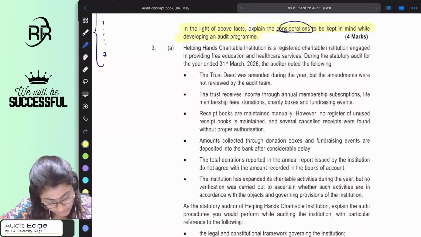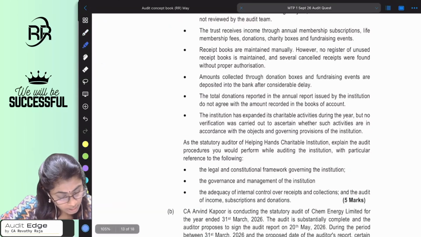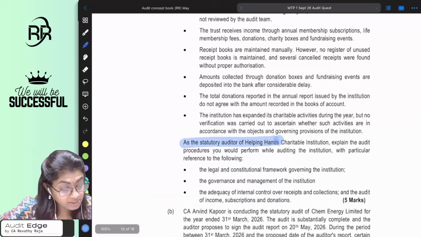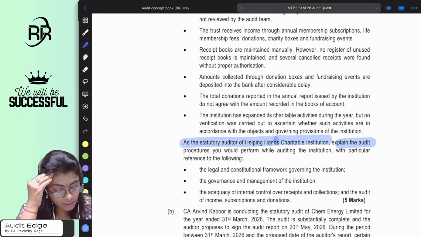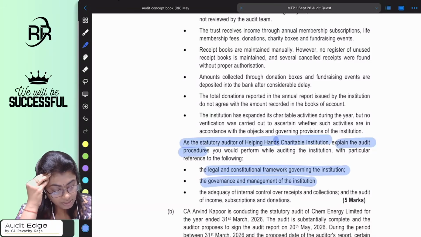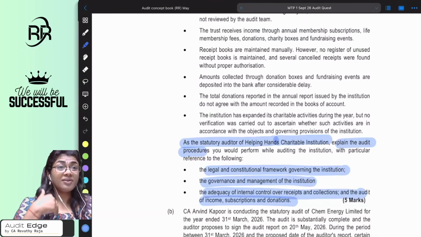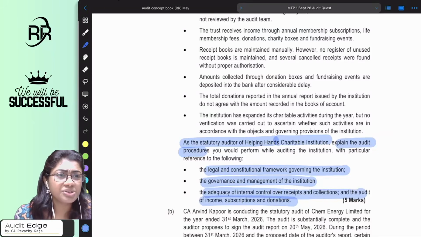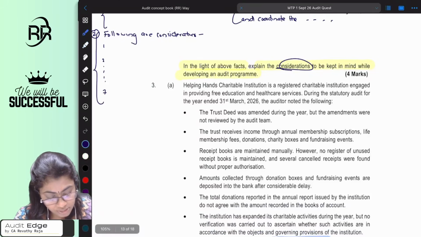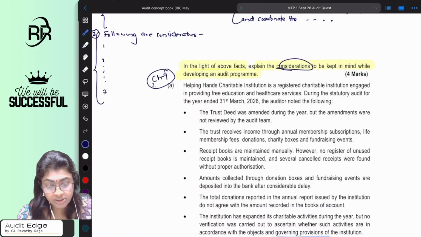Yeah, let's read the last part first. As the statutory auditor of Helping Hands charitable institution, explain the audit procedure with respect to the legal provisions governing the institution, governance and management, regarding the internal control over receipts and collection of income, subscription and donation. So when you read it itself, you'll understand this question is from chapter number 9, different entities. This is from chapter number 9, different entities, in that charitable.